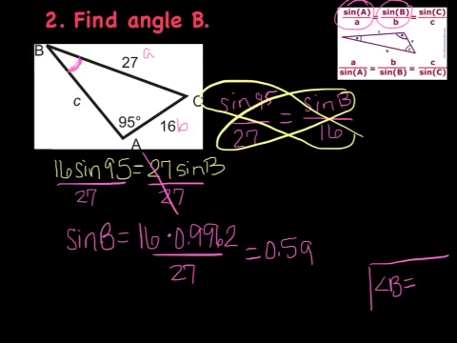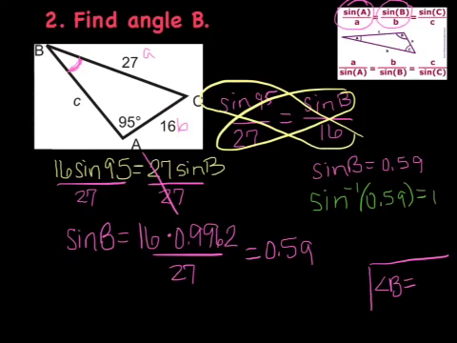So here's what we have. Sine of B equals 0.59. Do you remember how to solve for B? Well, you're going to take the inverse. So you're going to put inverse sine of 0.59 equals angle B.